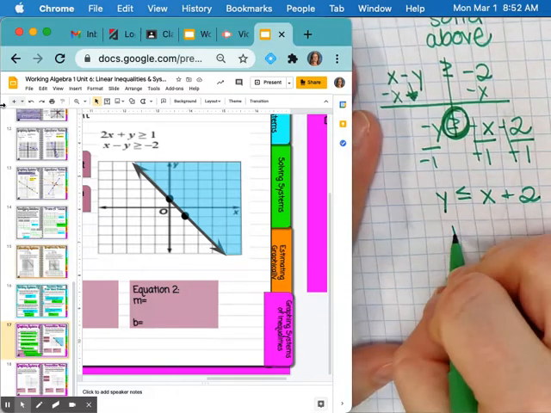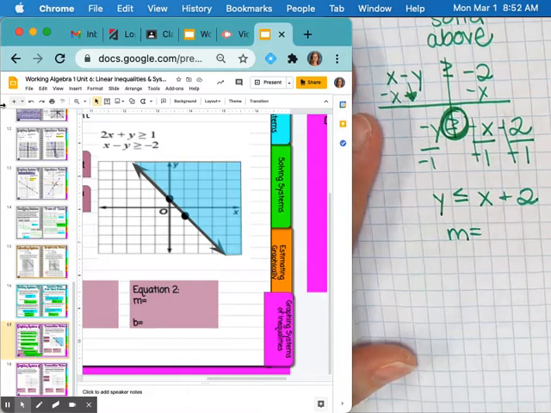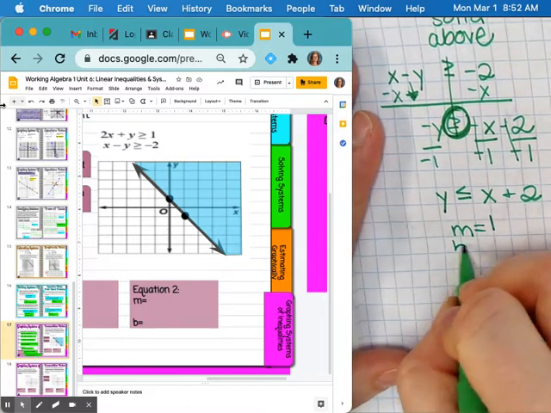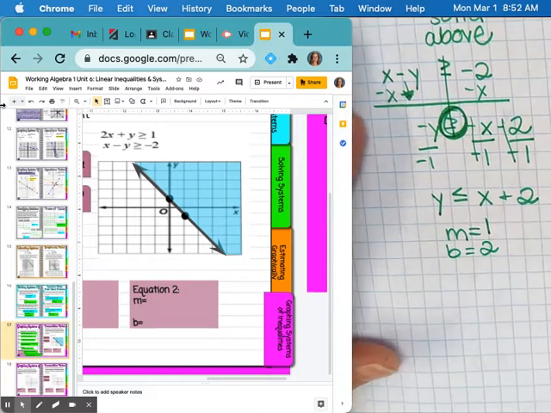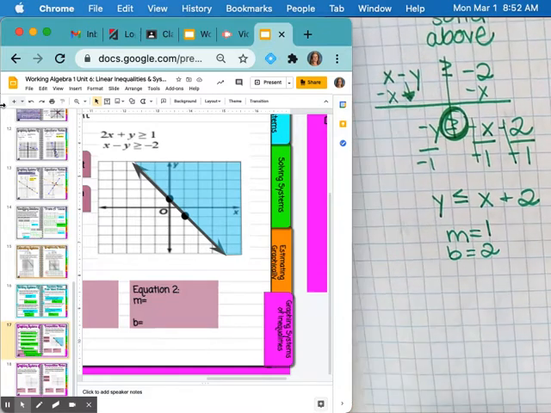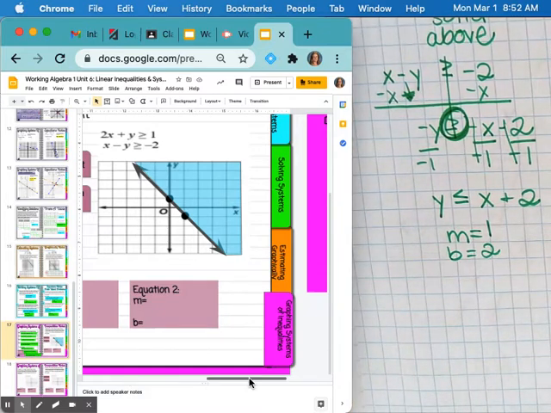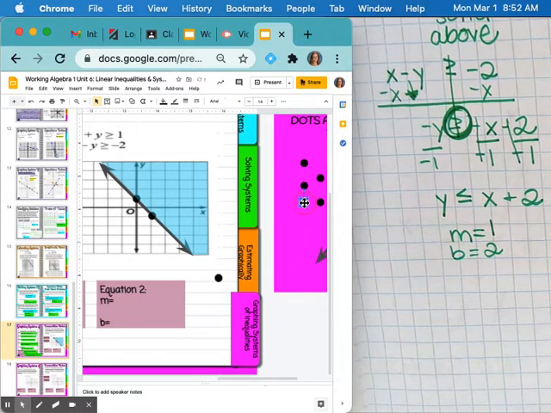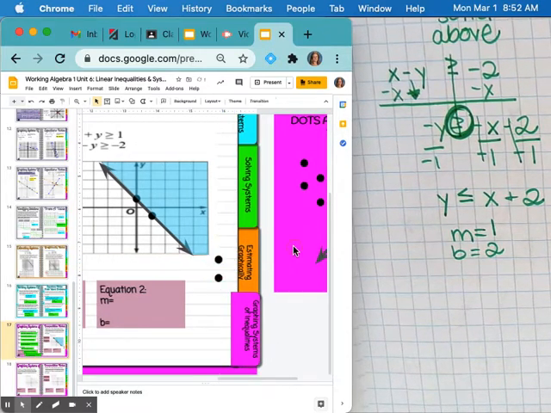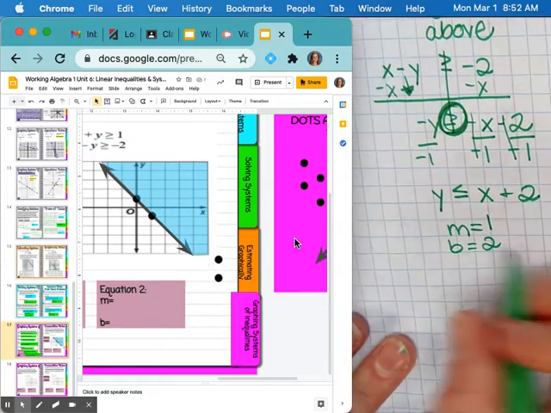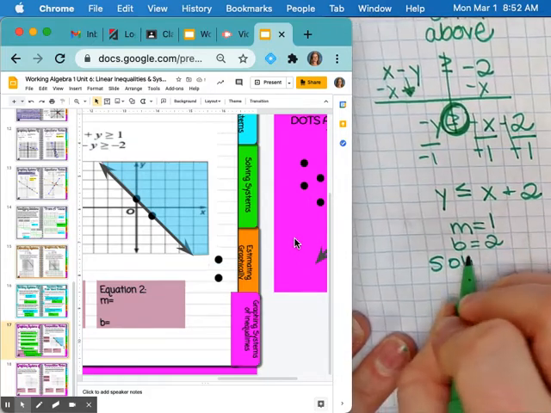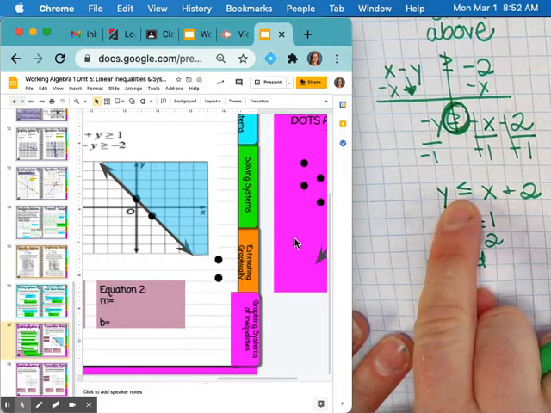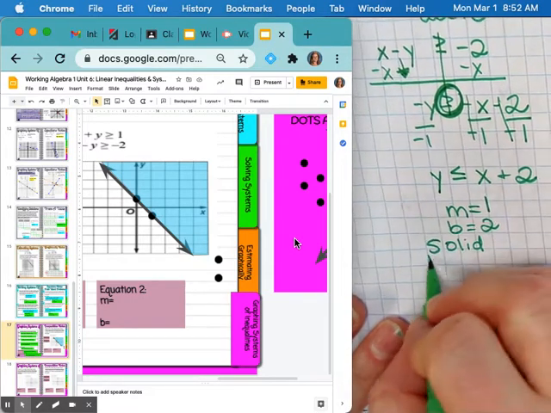Okay, so our slope is 1. Our y-intercept is 2. So go back over. We need 2 points. We do need to talk about how it is going to be, solid or dashed. Solid because of the or equal to there. And then less than means what? Below.